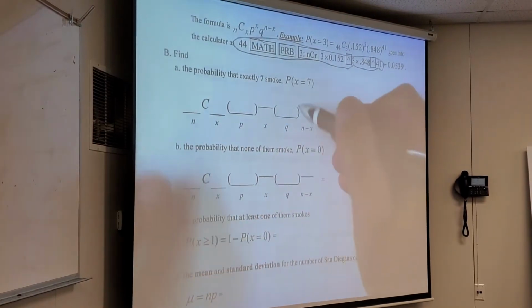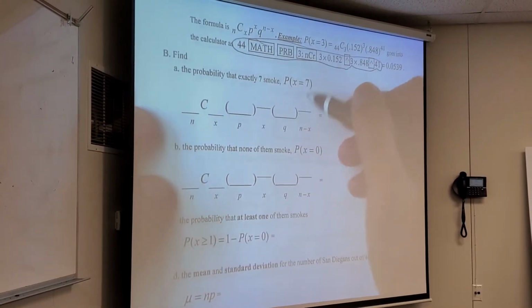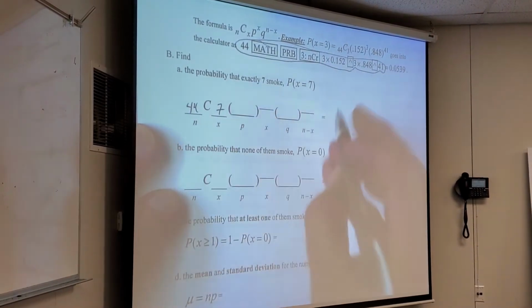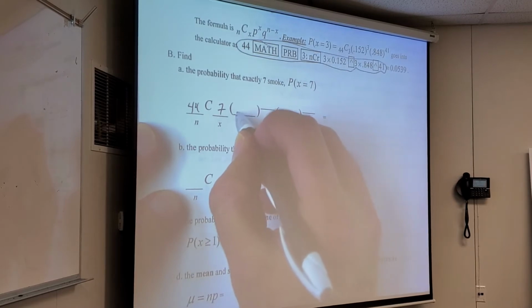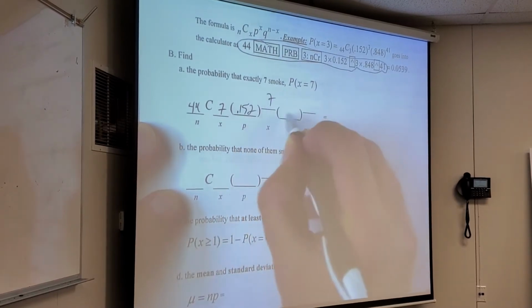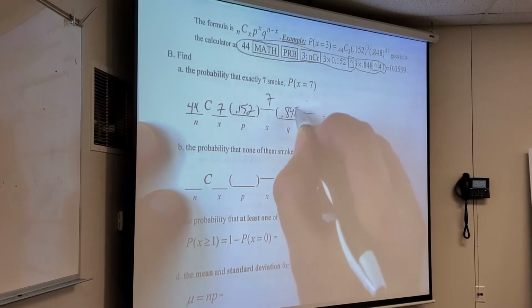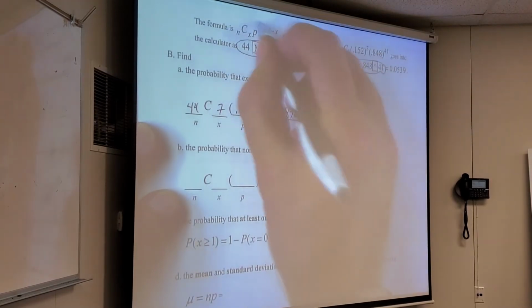So I want 7 San Diegans out of this group to smoke. So I got 44 of them. I want to choose 7. So that means I want 7 of these. So I want how many of these? 37. So see the formula?